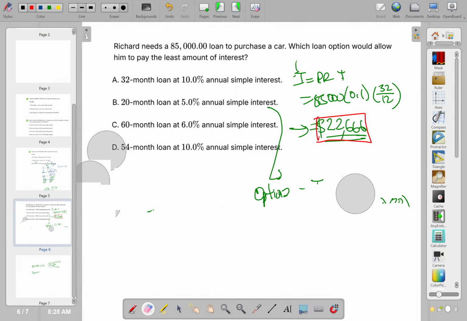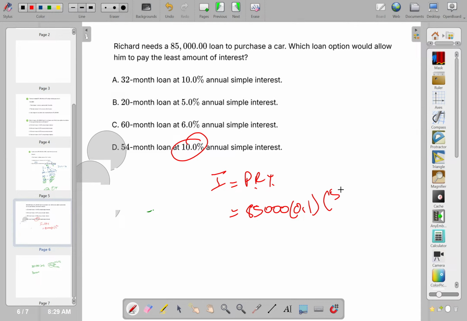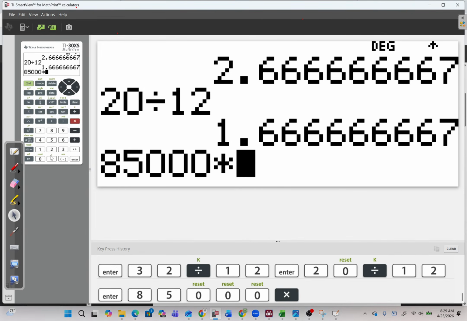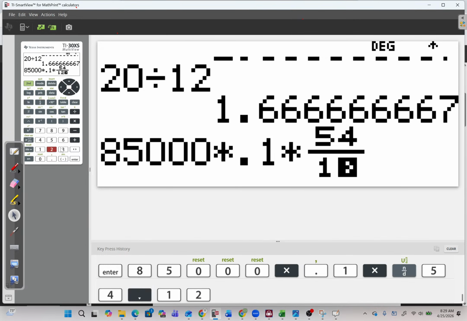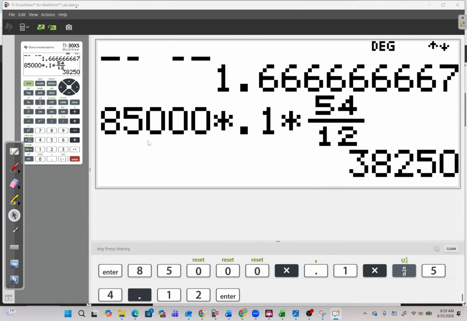All right, let's do the last one, and then we'll move on to another topic, hire purchase. So now I equals PRT. Yes, it becomes redundant after a while. That's cool. That's what you want, right? Rate is 10%, so that's 0.1. Time is 54 all over 12, months converted into years. So 85,000 times 0.1 times 54 over 12. That looks like 38,250, I think it was, right? So I hope everybody's starting to get used to it. Good job, Shaniqua.